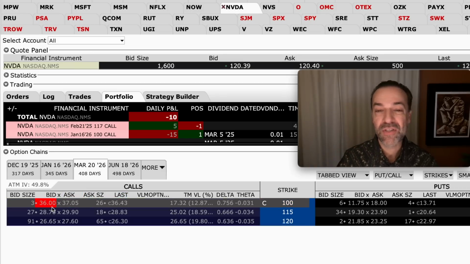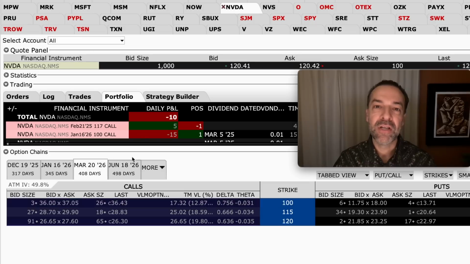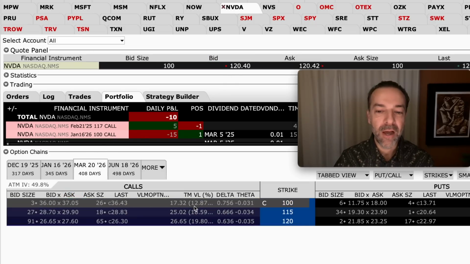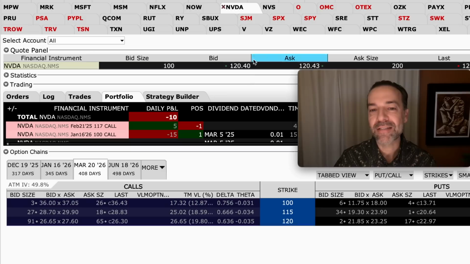In this case, remember those $16 of extrinsic value? So this option will lose $16 if NVIDIA was still at 120 at expiration. So you would need NVIDIA to be up above 100 plus the $36.50 this option is selling for at expiration. So it needs to go up about $16 per share between now and March 20th for you to make money on just this LEAPS call option.